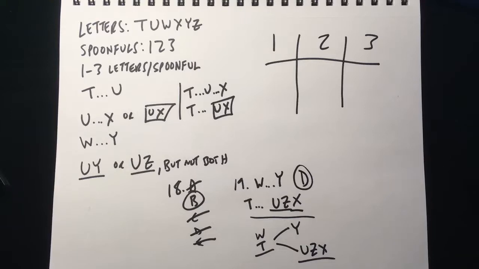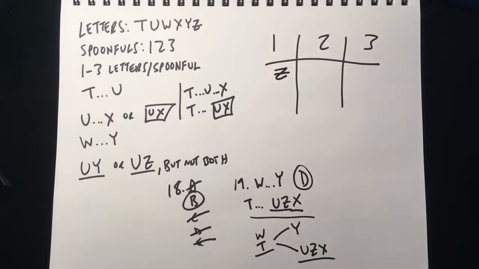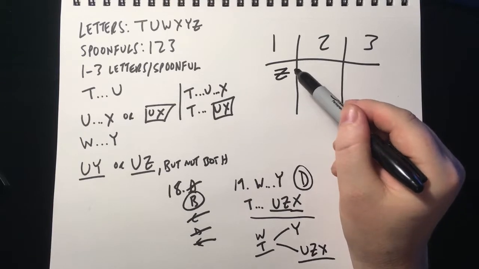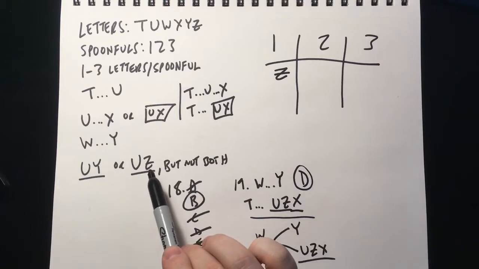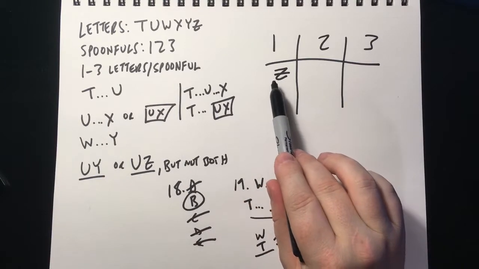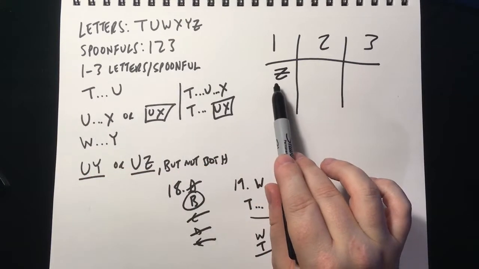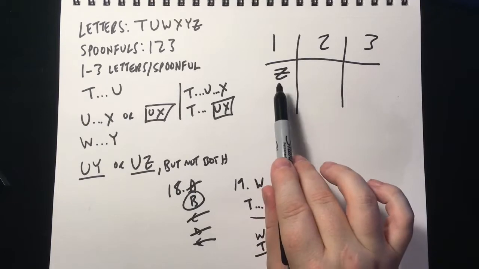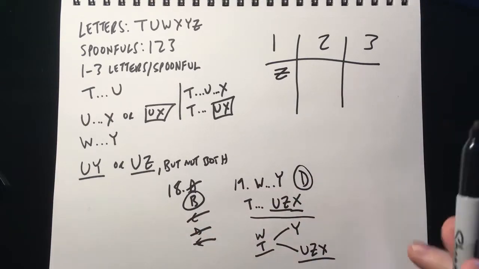On we go to 20. And 20 says, if Z is in the first spoonful, then which of the following must be true. So we put our Z in the first spoonful, and we go to our rules about Z. What do we know about Z? Z might be with U, or U might be with Y, so we should ask ourselves, could I have U here in the first spoonful? And the thing is, I know T comes before U, so now I know that I'm definitely not going to have a U and a Z together. I know it must be the UY.